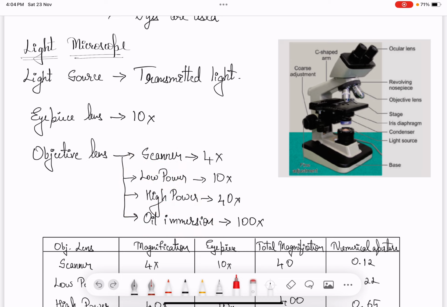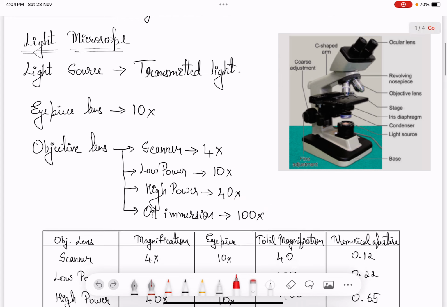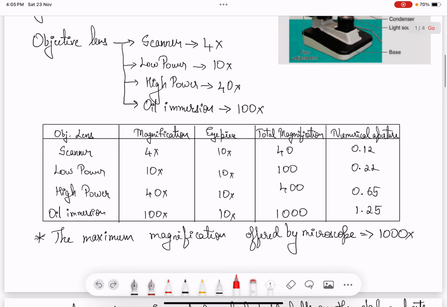Now first coming to the scanner. The scanner has a magnification of 4x. Low power has a magnification of 10x, high power has a magnification of 40x, and oil immersion has a magnification of 100x. Now, how do you calculate the total magnification?